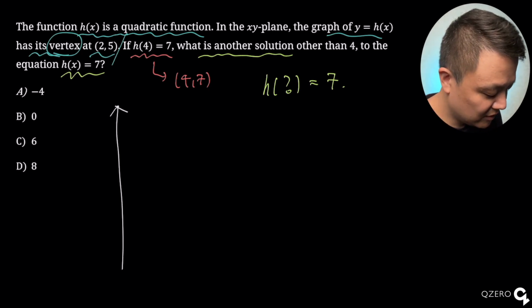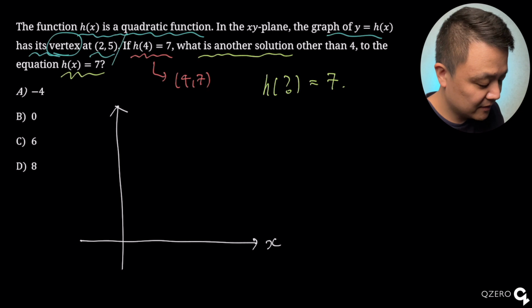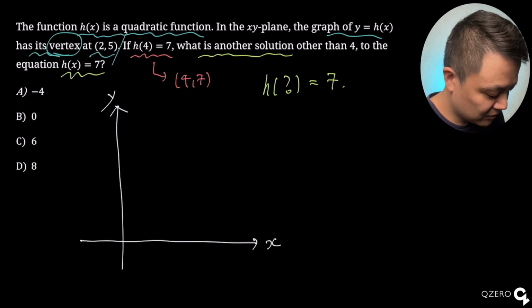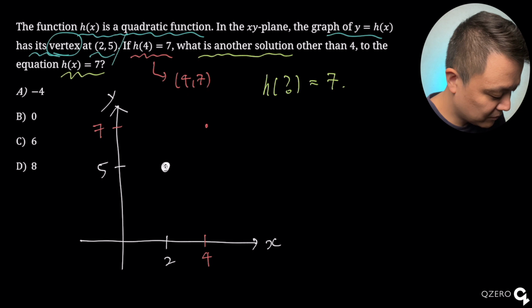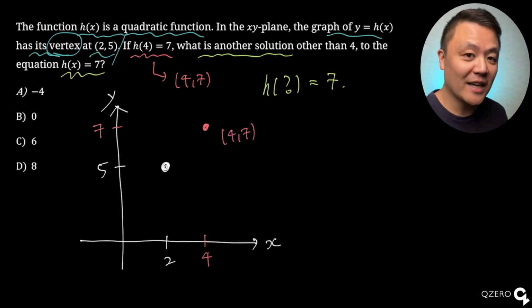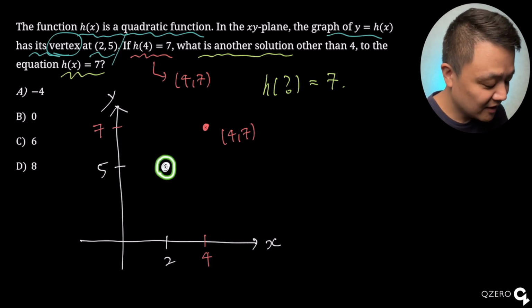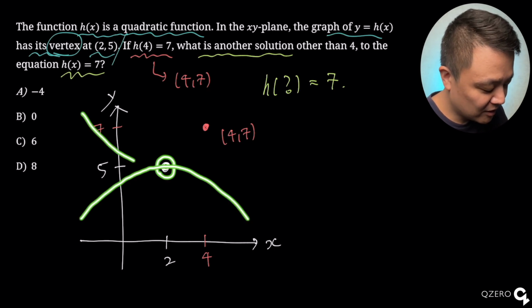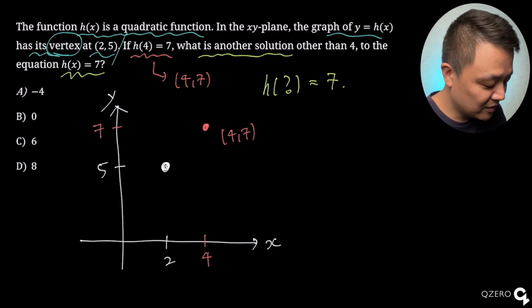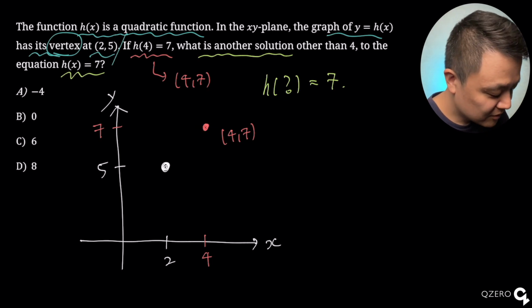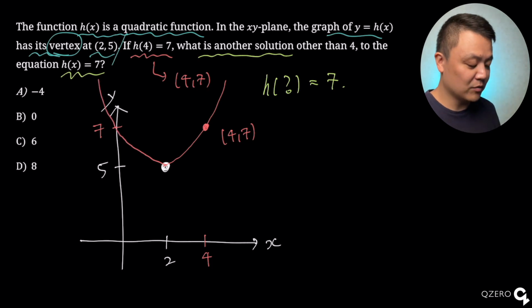Let me just draw an xy plane here. Then the vertex is supposed to be located at (2, 5) here. And the parabola is supposed to pass through the point here, (4, 7). Oh, so now we know that the parabola is supposed to open upward. Because it has a vertex point here, it either opens downward or upward. But we have an additional point the parabola is supposed to pass through. So now we are pretty confident that this parabola is supposed to open upward.